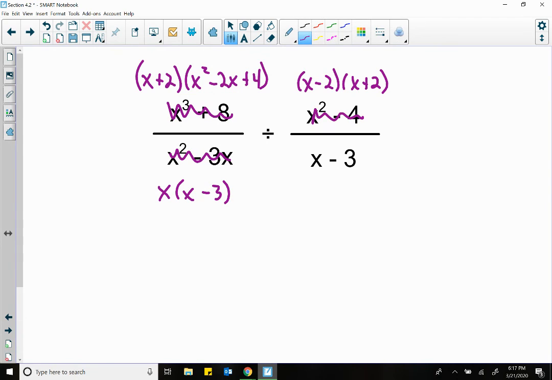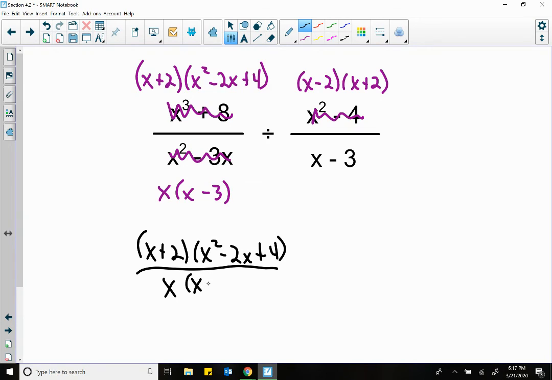And now we do keep, change, flip. So we're going to keep the first. So the x plus 2, x squared minus 2x plus 4 stays, all over x and then x minus 3. Change to multiplication. Flip: x minus 3, and then we've got x minus 2, x plus 2.